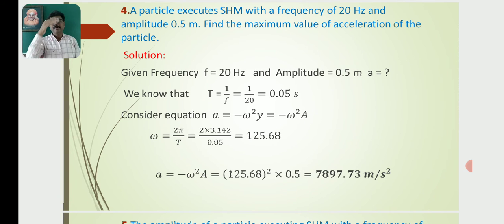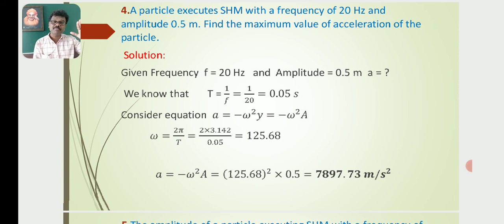So then we know that T is equal to 1 by f, the relation between period and frequency, which is equal to 1 by 20, where f is given, which is equal to 0.05 seconds. So the period is the time taken by the body to complete one oscillation. Then consider the equation a is equal to minus omega square y. This is the expression for the acceleration of a body executing simple harmonic motion, where the negative sign indicates that the direction of acceleration is always towards the mean position.